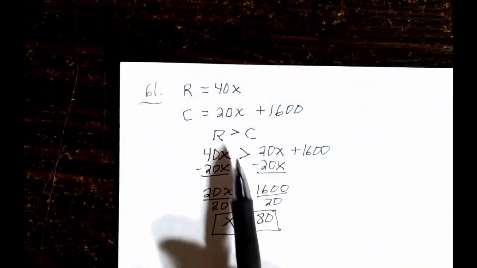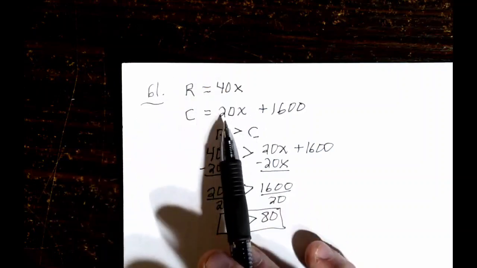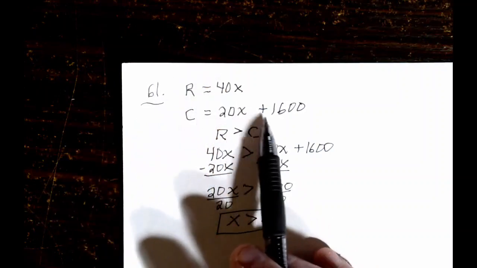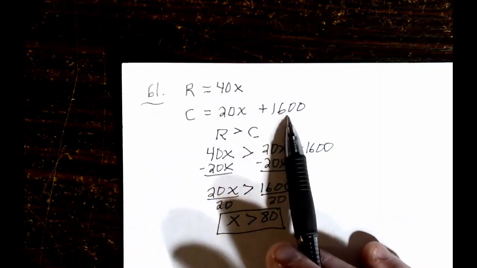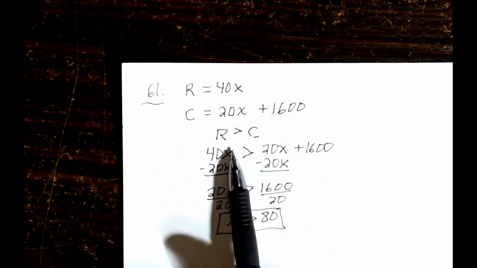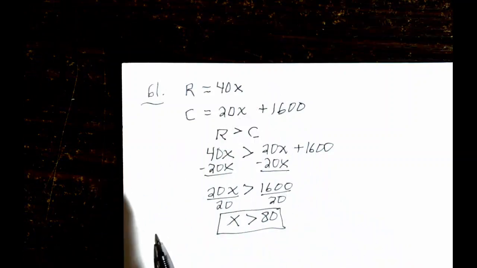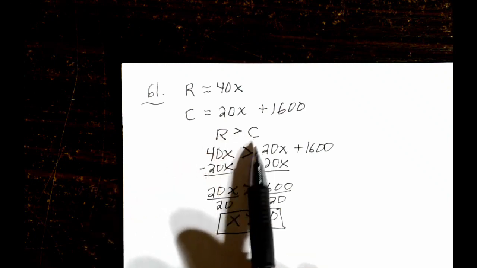Number 61. They tell you the revenue is 40x, meaning you're selling the item for $40 each. The cost is 20x plus 1600, or $20 to make one, and you have to spend 1600 in fixed costs to make them. So they want to know when is revenue greater than cost. So when is R greater than C?